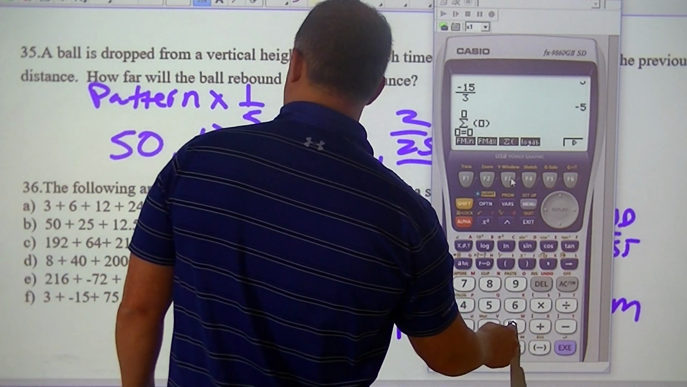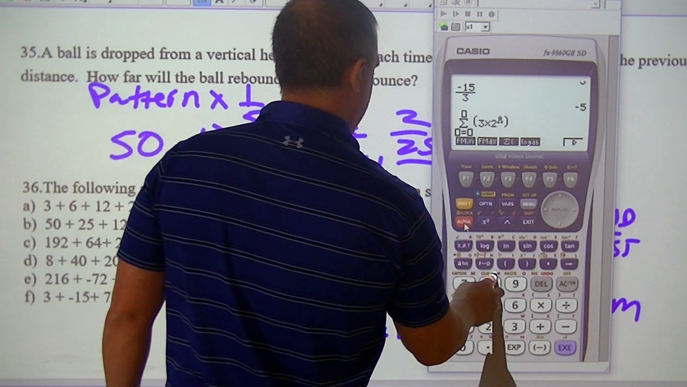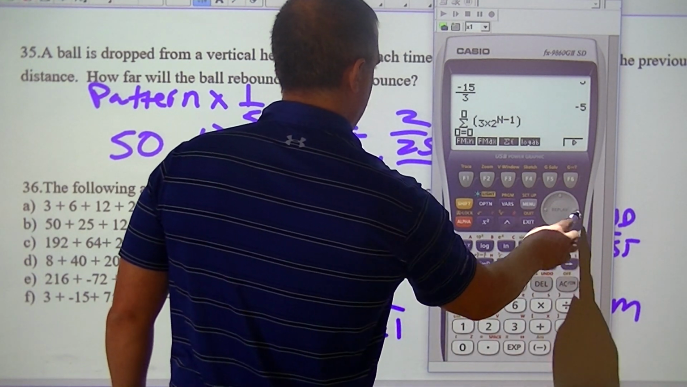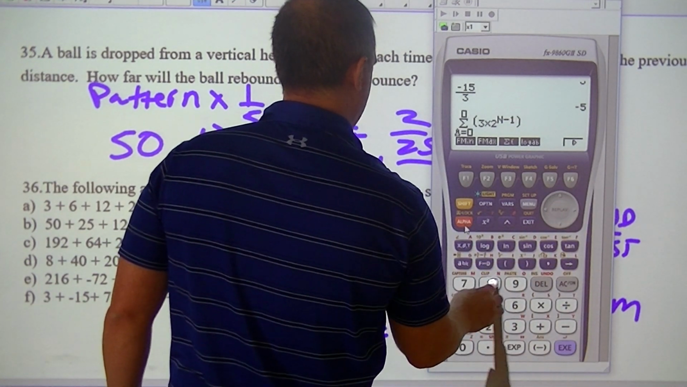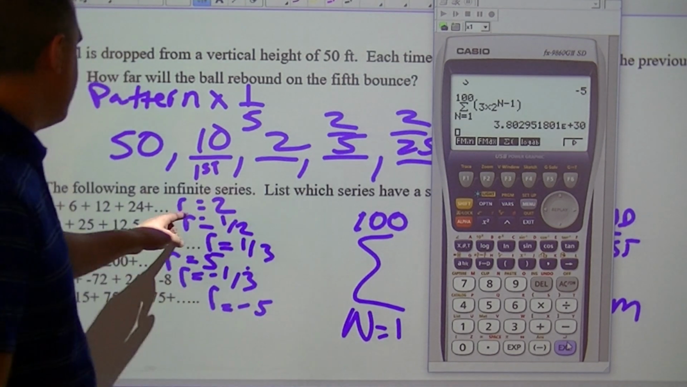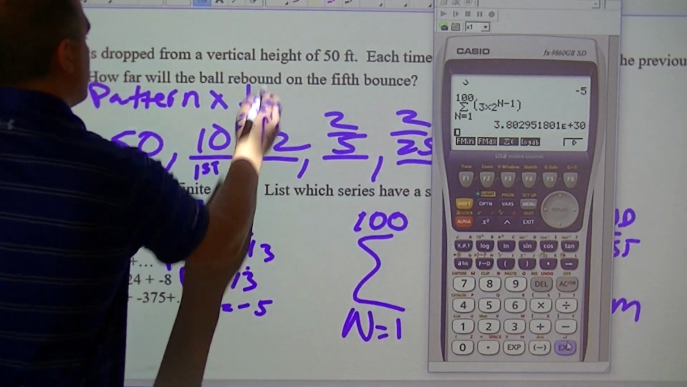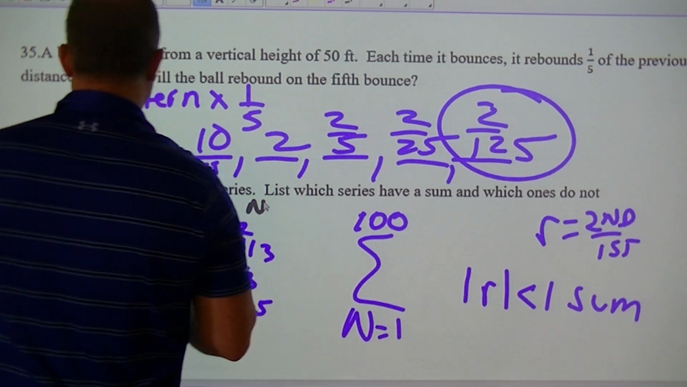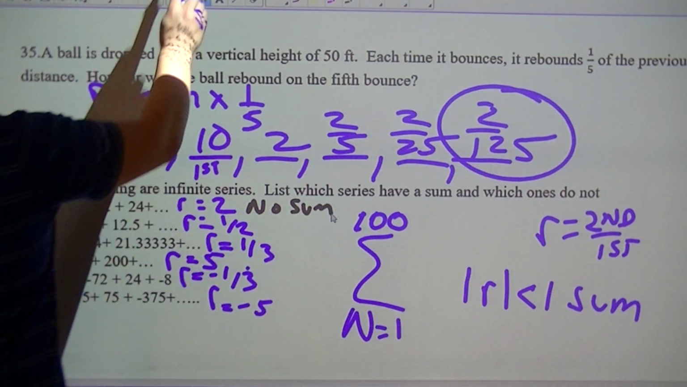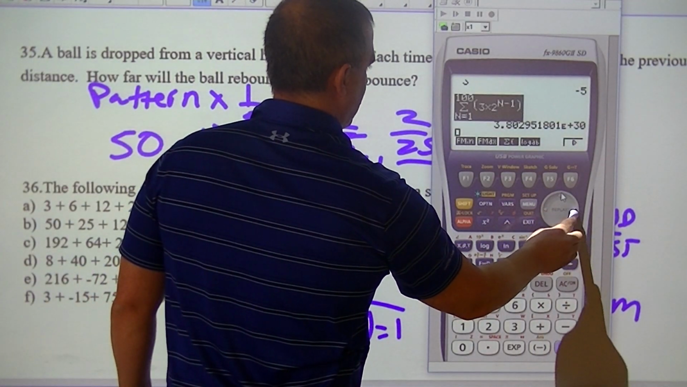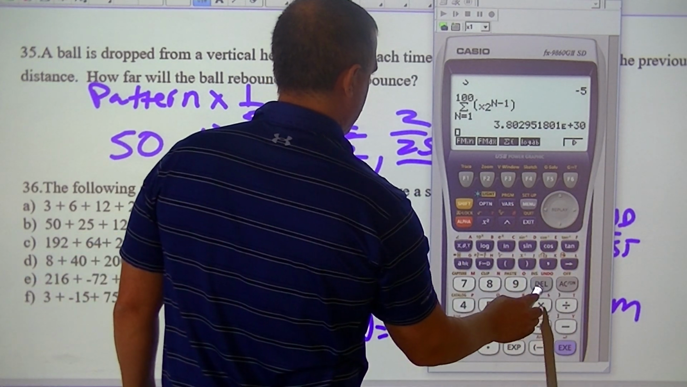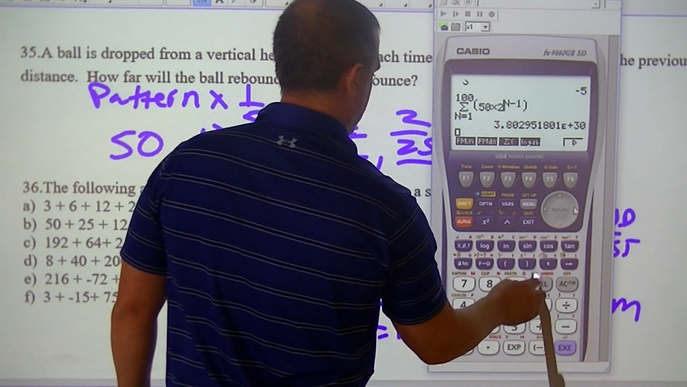So this first one would be 3 times 2 to the n minus 1, and 100. All right? As you can see, that's a big one there, so I would have no sum for this. First one would be no sum. Okay? Now this next one, if you want to just go back in, this might save you a little bit of time. If you go back in here and just change these up. First term now would be 50. Second term would be a half.